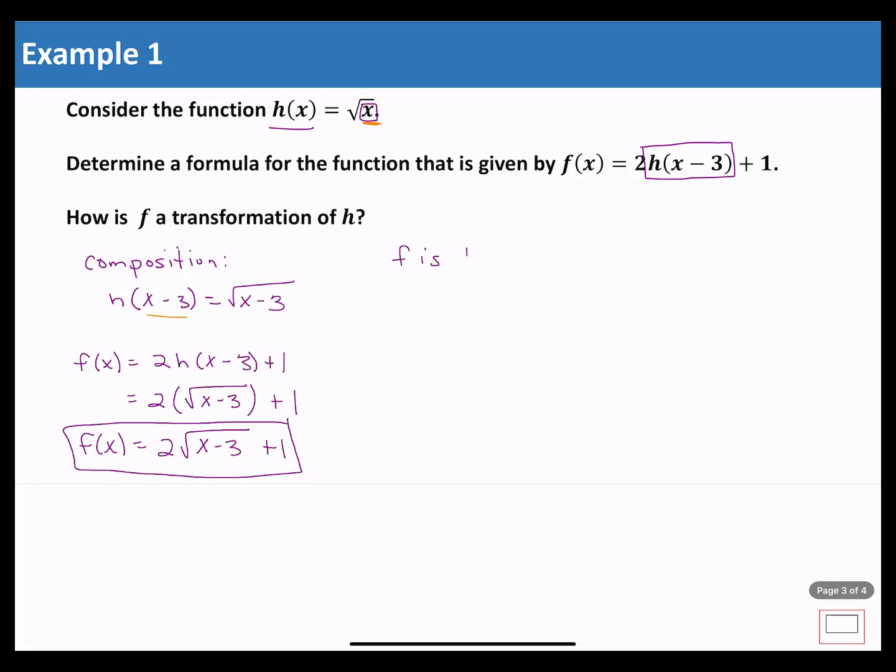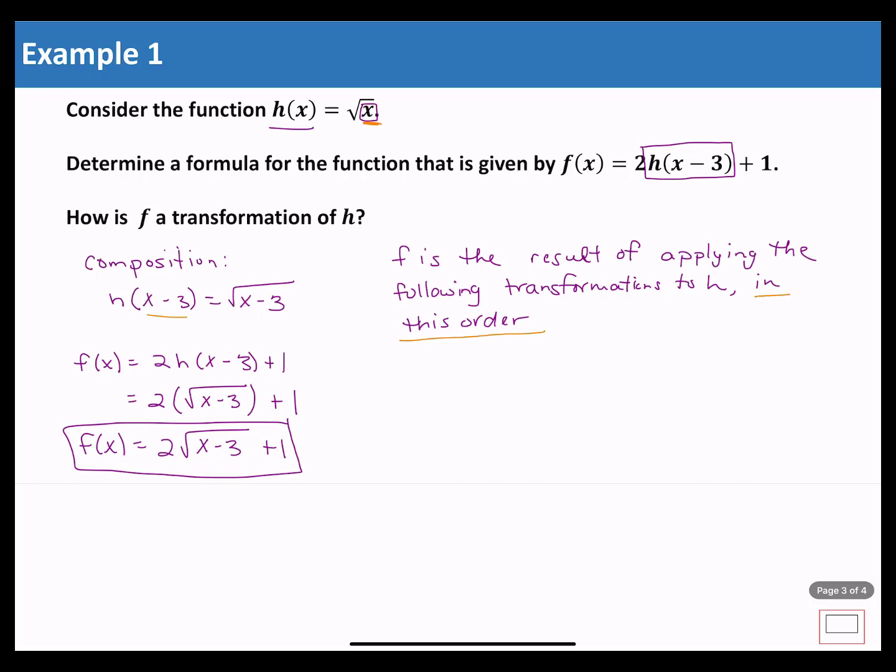And so we can say f is the result of applying the following transformations to h, and I'm going to emphasize in this order because remember, order matters. Right? So first, we're going to look at what's happening inside the function, and we see that there's this minus 3, and that tells us that h was transformed by applying a horizontal shift right 3 units.